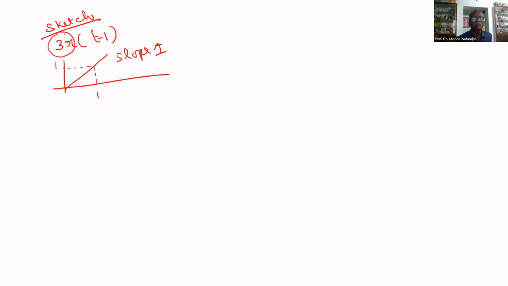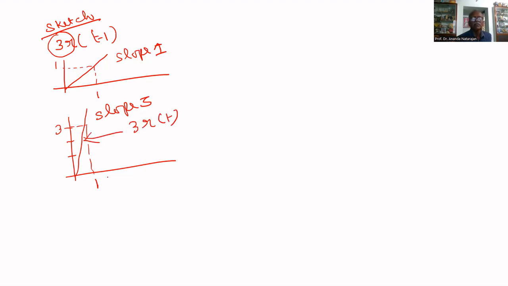But here it is 3r, that's why the slope must be 3. So convert like this: 1, 2, 3 against 1. So slope is 3. Now we got the signal 3r of t. But with a delay of 1 second, instead of starting at 0, it should start at 1. So this is 3r of t minus 1. That's all.